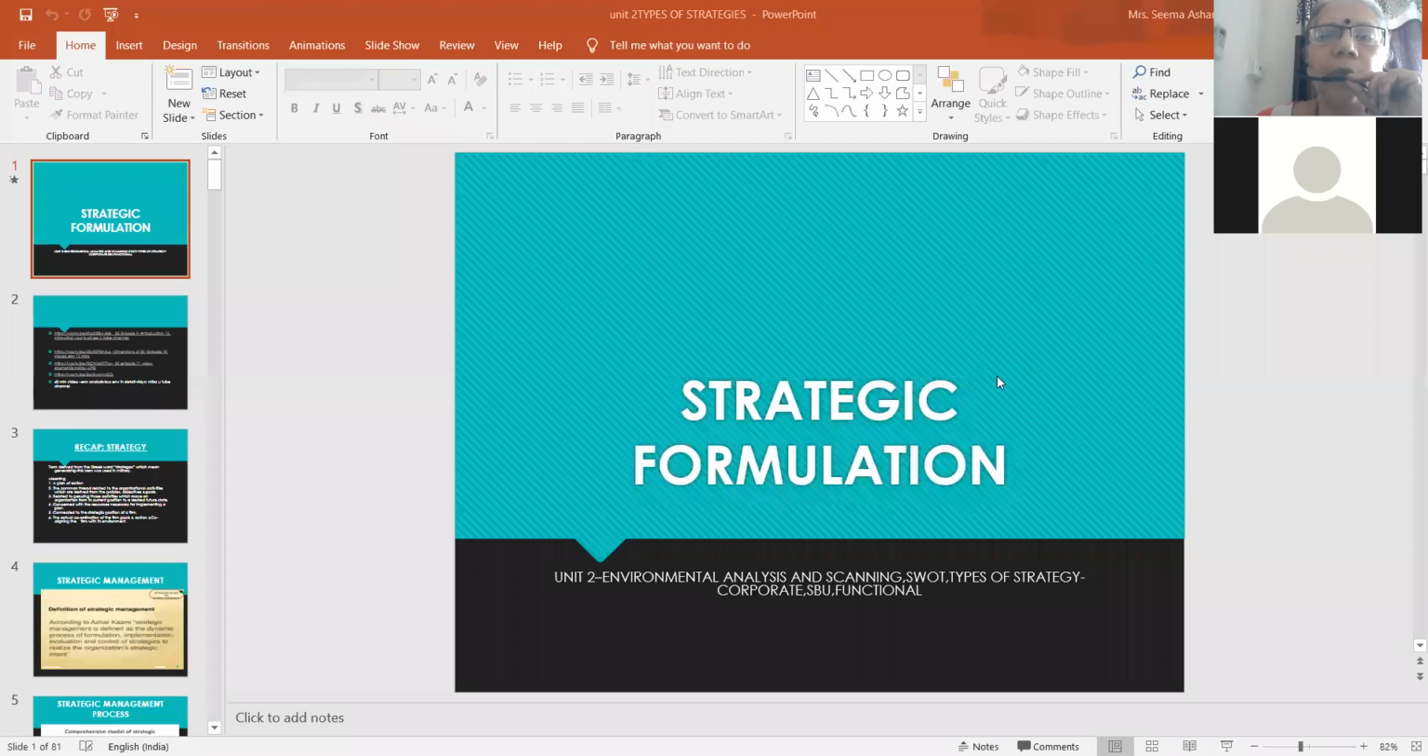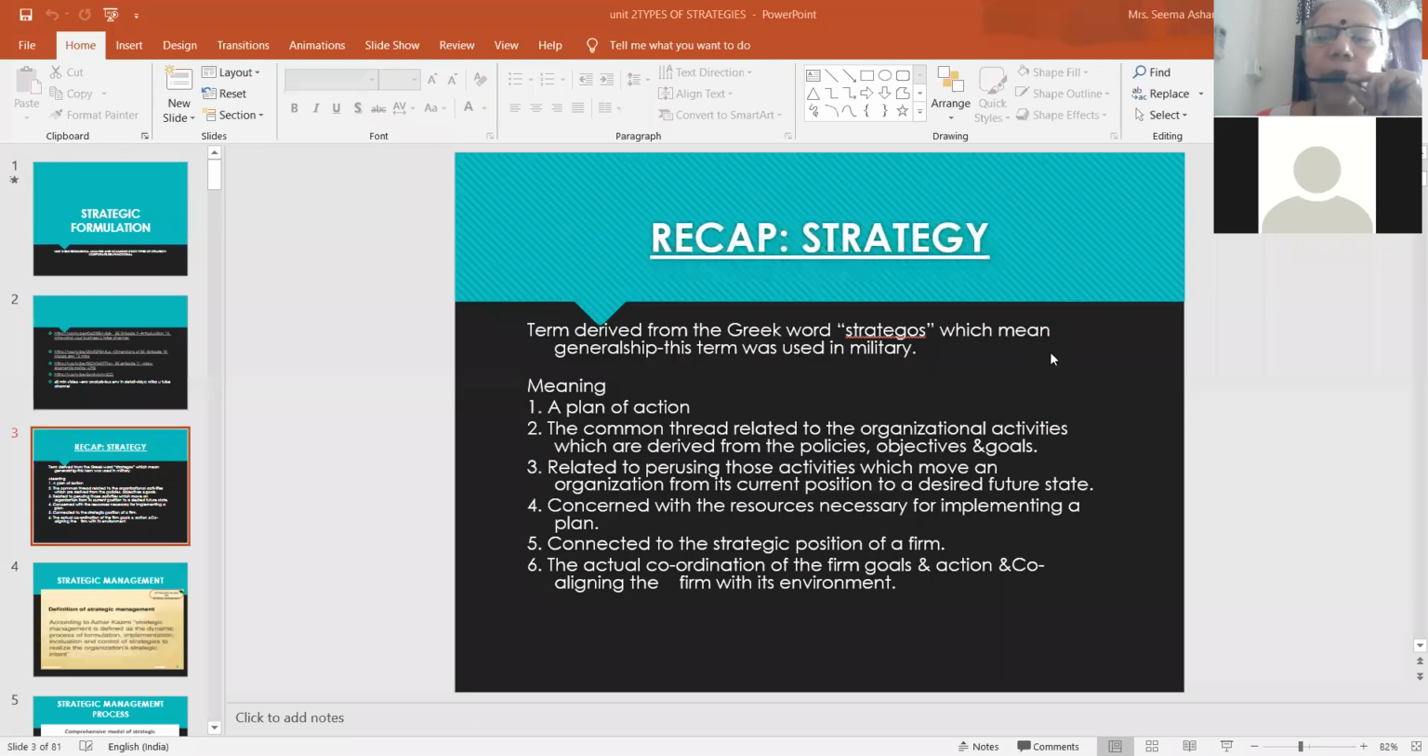Let's have a quick recap about what is a strategy. If you remember from the earlier lectures, the word strategy has been derived from the Greek word strategos. What is a strategy? It is a plan of action. It is something which is done by the top management to make the organization achieve its organizational goals.